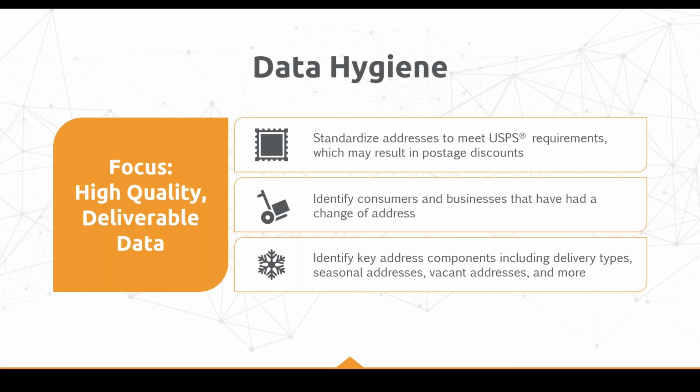And then lastly, a few other things to consider are some of the address components, things like delivery types. Do you want your offer to be delivered to a post office box, or is it necessary that it actually goes to a home? And then things like seasonal addresses. You may or may not want to include those because the individual may need to be there to benefit from your offer. And then vacant addresses as well. Nobody wants to deliver to somebody who is not at their home to take advantage of their offer.